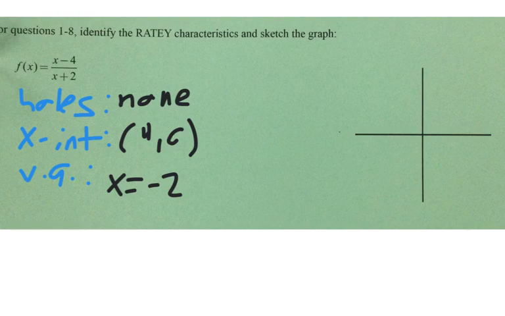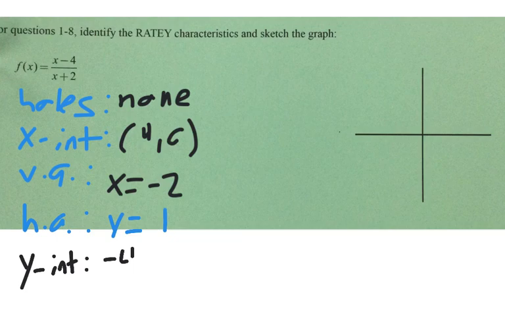Next thing I'm going to identify is the horizontal asymptote. So the degree of the numerator is 1. The degree of the denominator is 1. So because the degree of the numerator equals the degree of the denominator, I have a horizontal asymptote at y equals a ratio of the leading coefficients. y equals 1 over 1, which is y equals 1. Also know the y-intercept is at -4 over 2, just a ratio of the constants. So the y-intercept is at 0, -2.